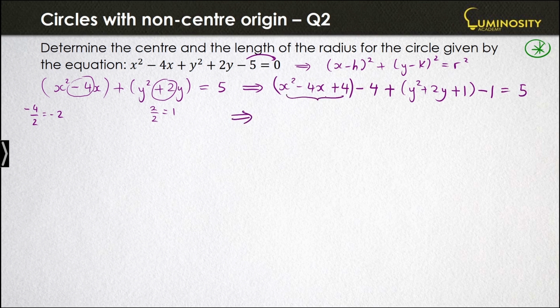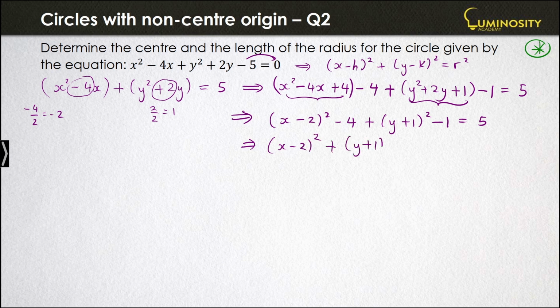This trinomial is going to factorize perfectly into x minus 2 all squared, and then minus 4 there. And this trinomial is going to factorize perfectly into y plus 1 all squared, and then minus 1 equals 5. Here I'm going to group the like terms now. So it's x minus 2 all squared plus y plus 1 all squared, and then negative 4 and minus 1 gives you negative 5. Then I move the negative 5 to the right-hand side by adding 5 to both sides, and I get x minus 2 all squared plus y plus 1 all squared equals 5.